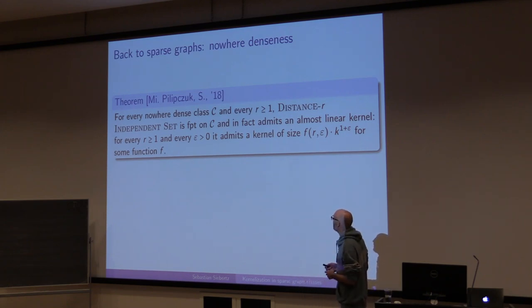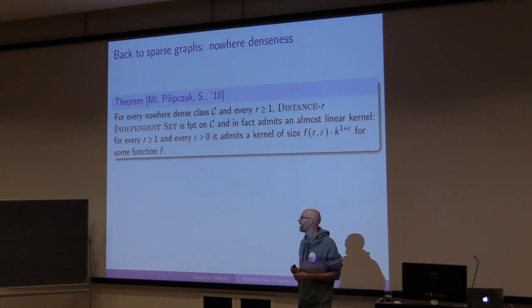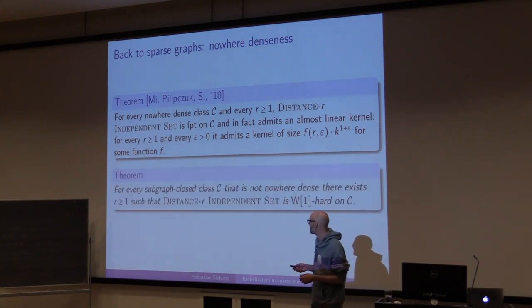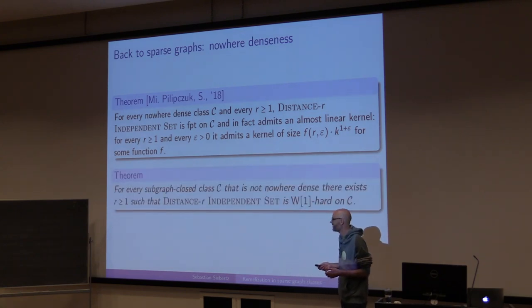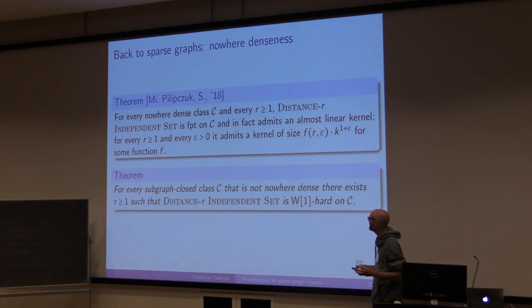We proved that for every nowhere dense class and every r, the distance r independent set problem again has an almost linear kernel, and vice versa. If we have a subgraph closed class that is not nowhere dense, then the problem is immediately W1 hard. So very nice dichotomy results, and nowhere dense classes play somehow a special role here.